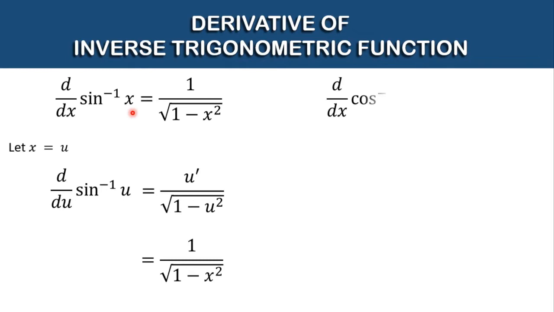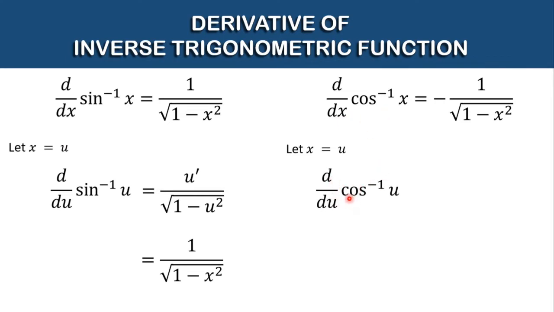For our arccosine, so negative lang naman yung derivative niya, pero discuss na din natin. So let x is equal to u. So kagaya lang nung nasa arcsine natin. So palitan natin lahat ng x, gawin natin silang u. So we have d over du of arccosine of u. This is equivalent to negative u prime over square root of 1 minus u squared.